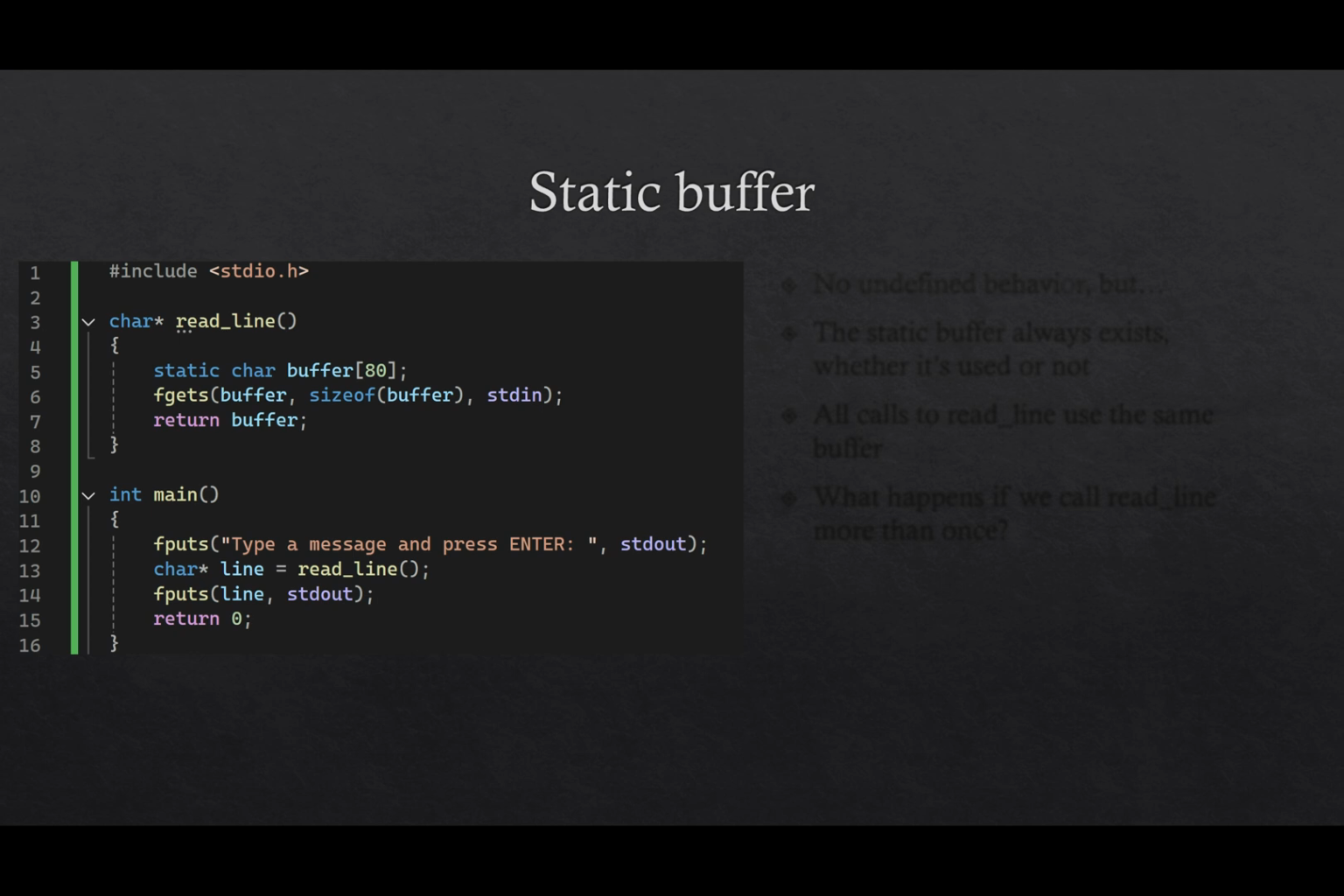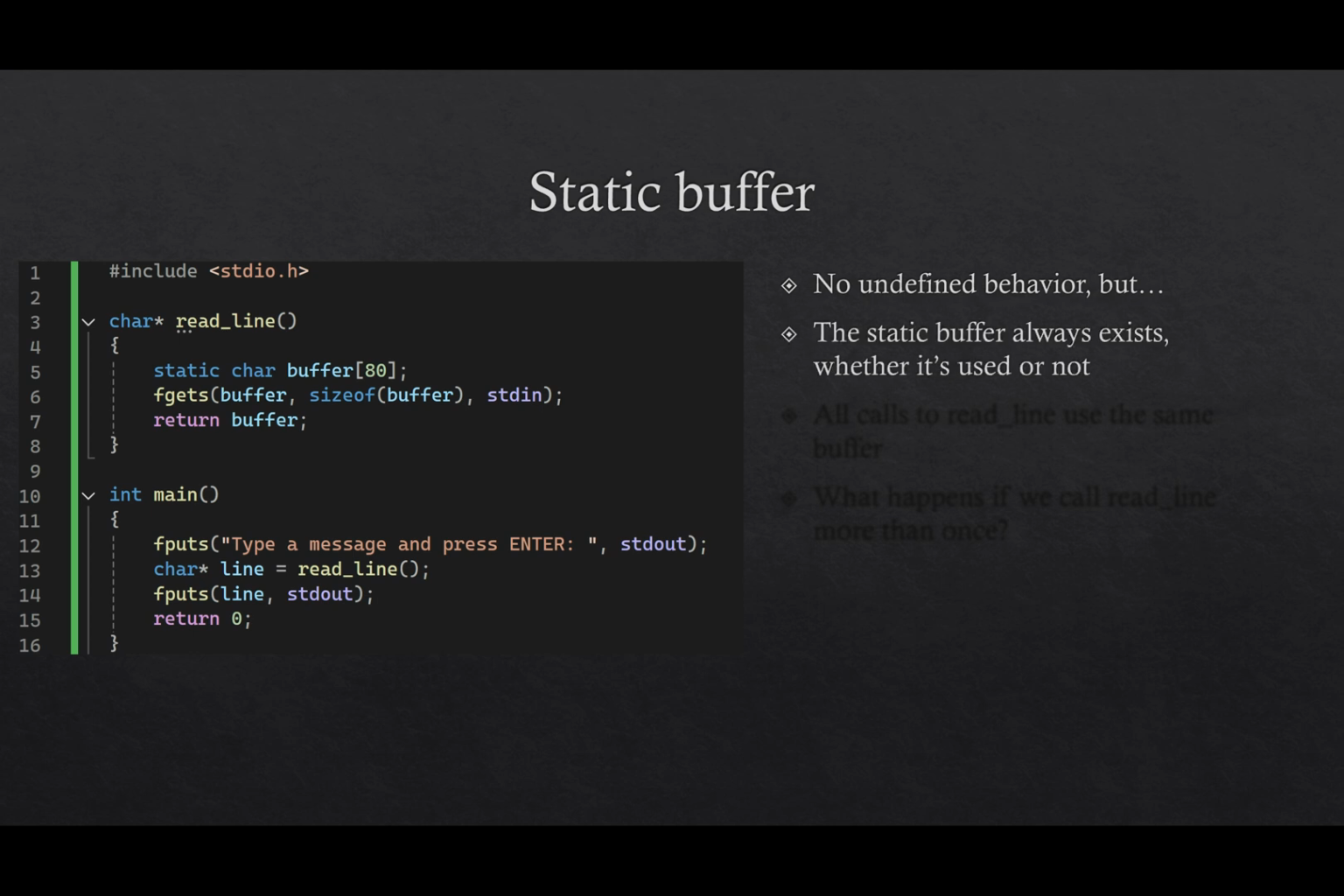So this way we avoid undefined behavior, because when readLine returns, that pointer, or that buffer, still exists. However, it's not really an ideal solution in this case, because one issue is that the static buffer always exists whether it's used or not. So we're kind of wasting space potentially by creating storage that's always dedicated whether or not we're actually using it at the time. But a more serious problem is that all calls to readLine use that same buffer.